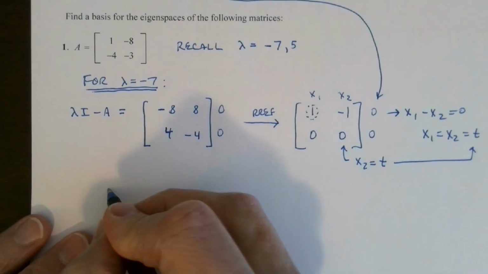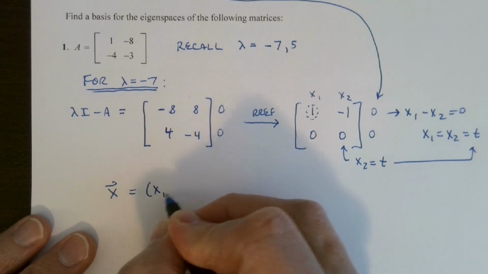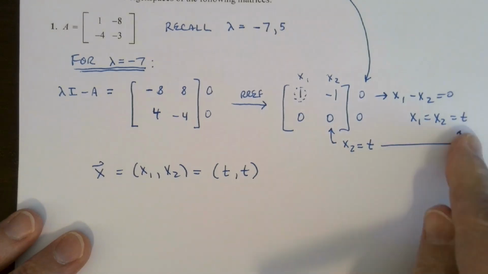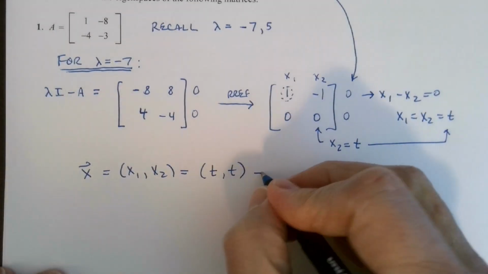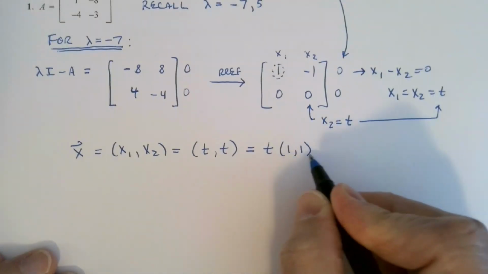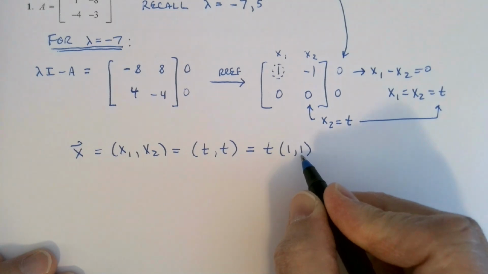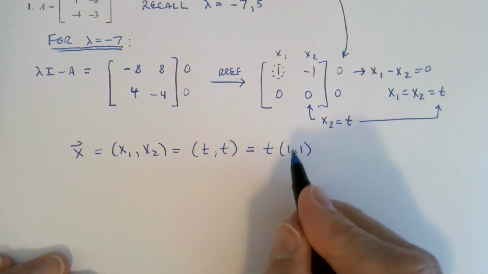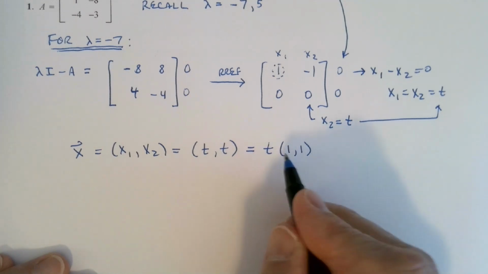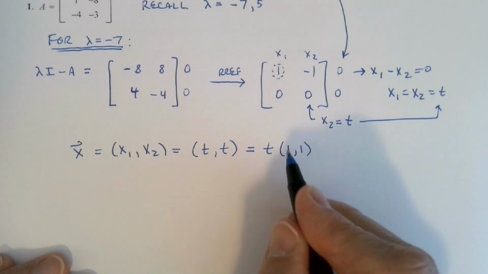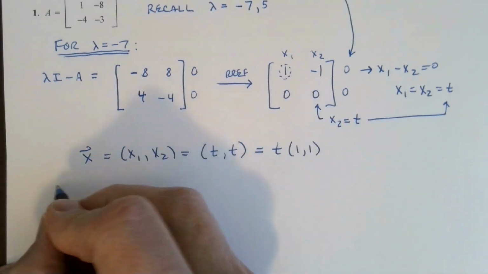And so our solutions, x1 comma x2, are just what? t comma t, right? Because x1 is t and x2 is t. Or what? t times the vector 1 comma 1. So this vector here spans the eigenspace, because every vector in this vector space can be written as a scalar multiple of this one vector. It's a linear combination of one vector, right? And it's clearly linearly independent because it's a non-zero vector. And so there we have it. There's the basis.